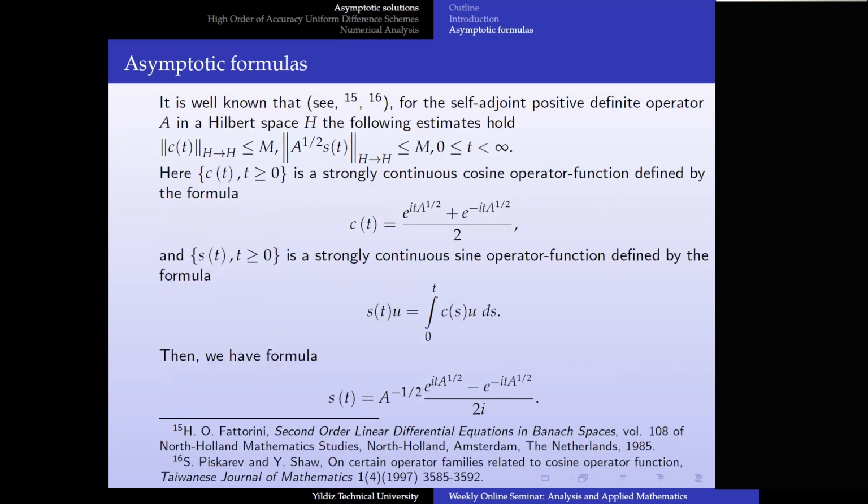For the asymptotic formulas, it is well known; we refer to Fattorini and Piskarev and Shaw. For self-adjoint positive definite operators in a Hilbert space, the following inequalities hold. And here C of t is the strongly continuous cosine operator function, and S of t is the strongly continuous sine operator function defined by the following formulas.